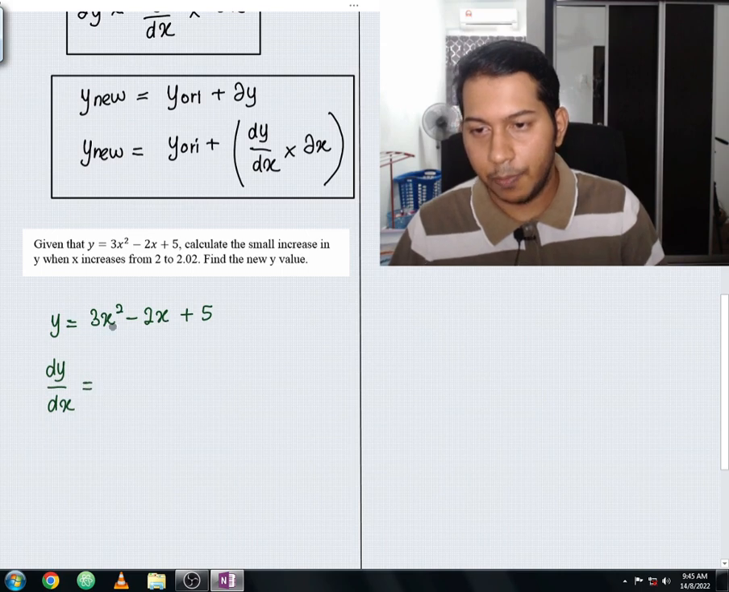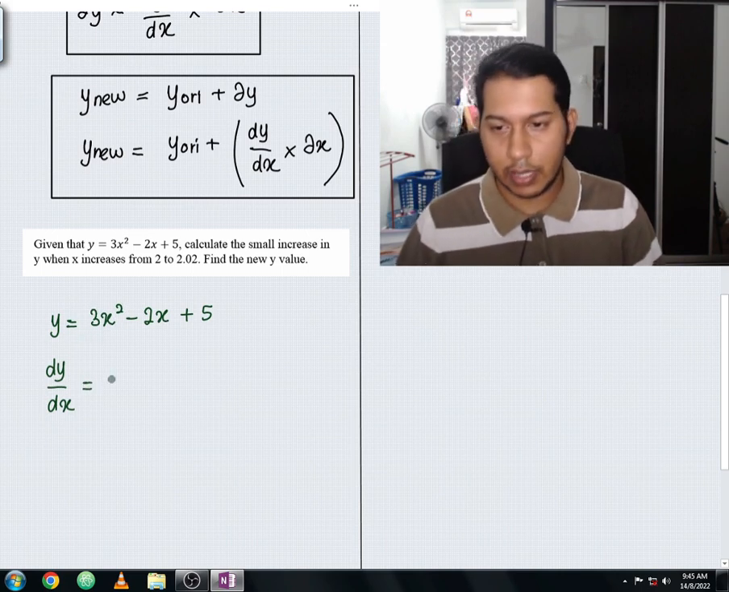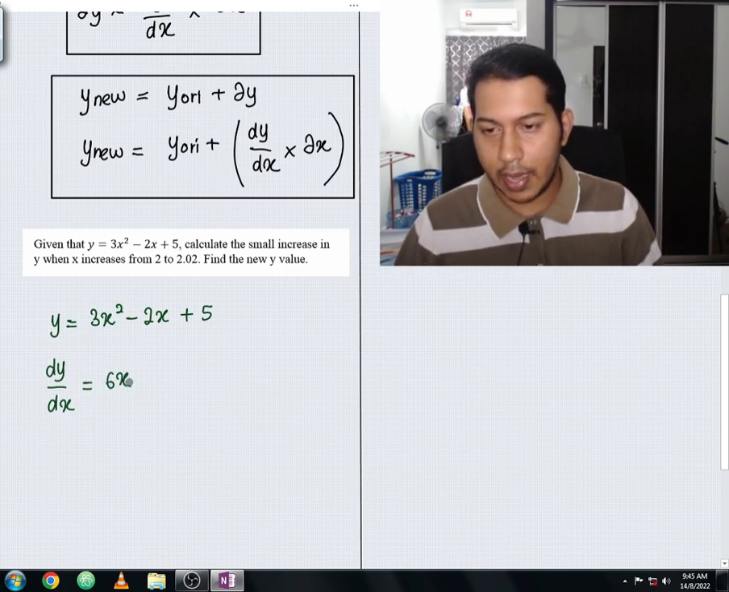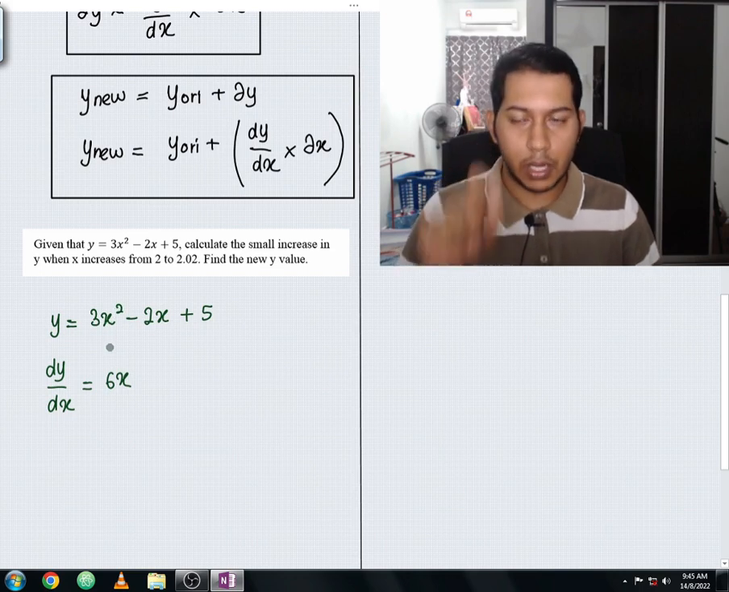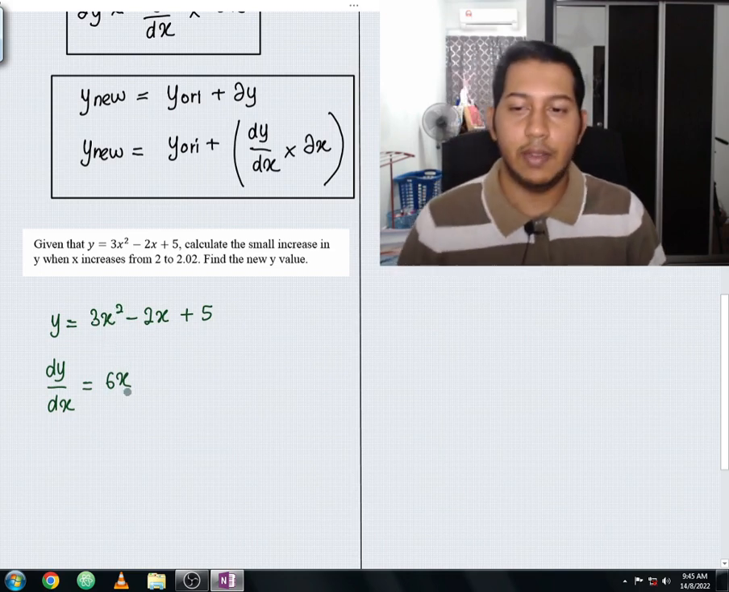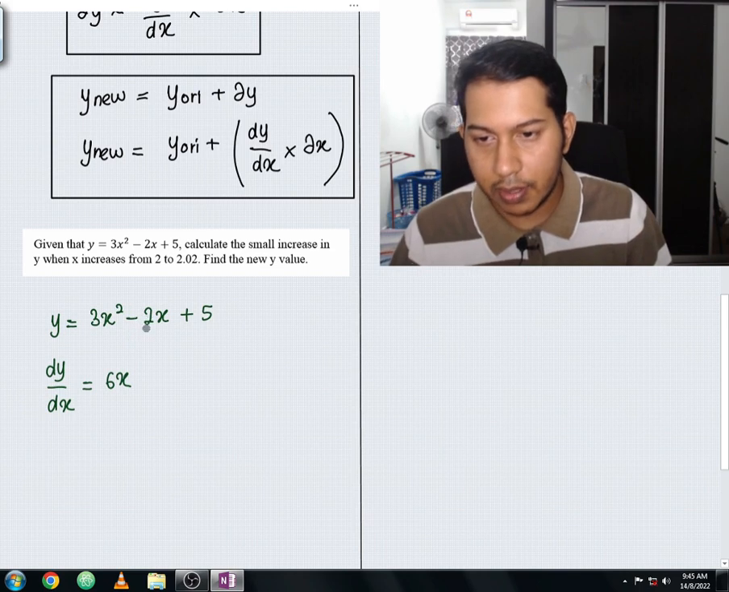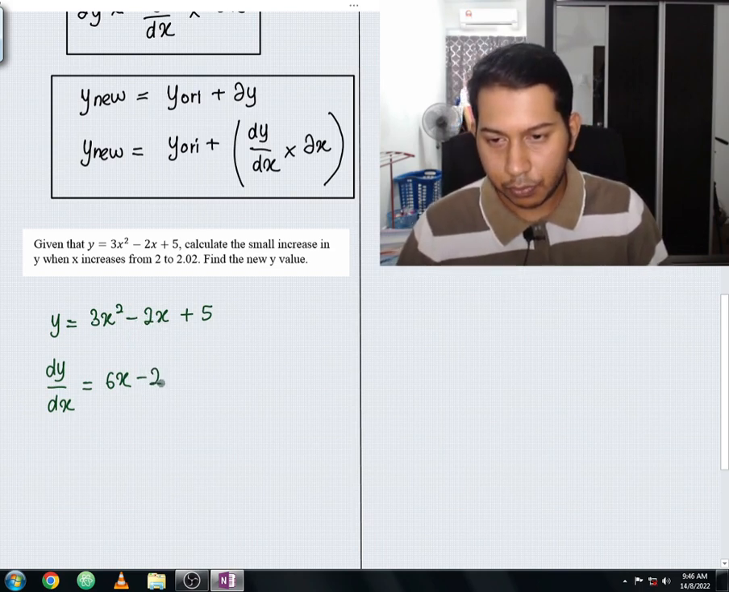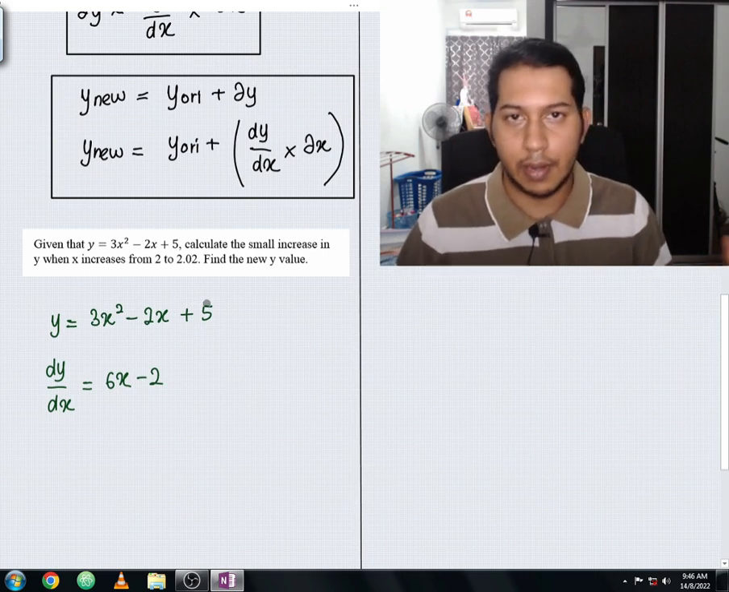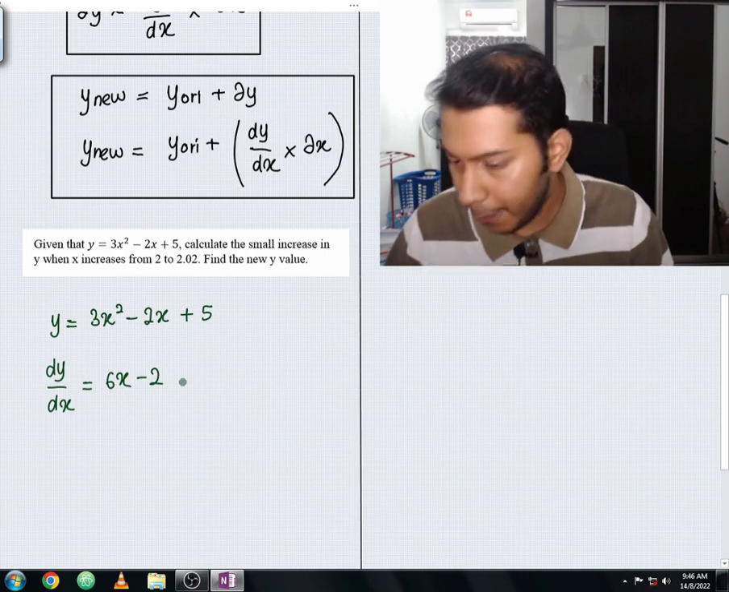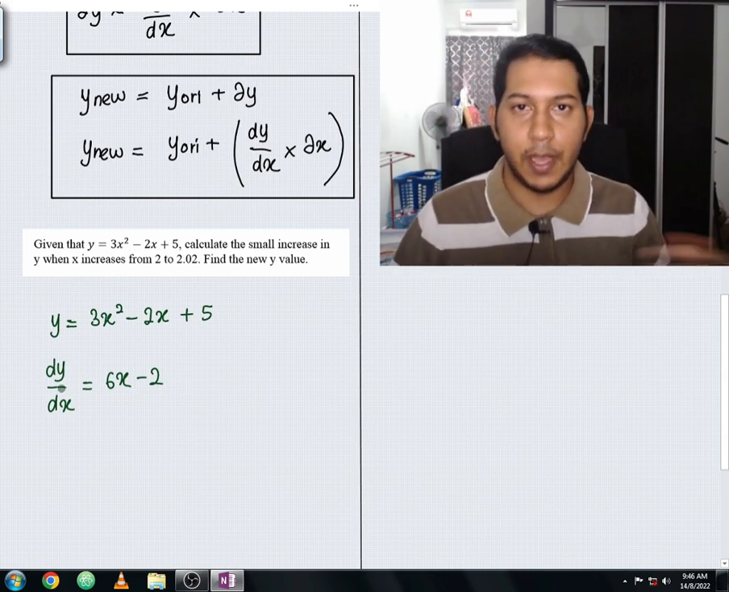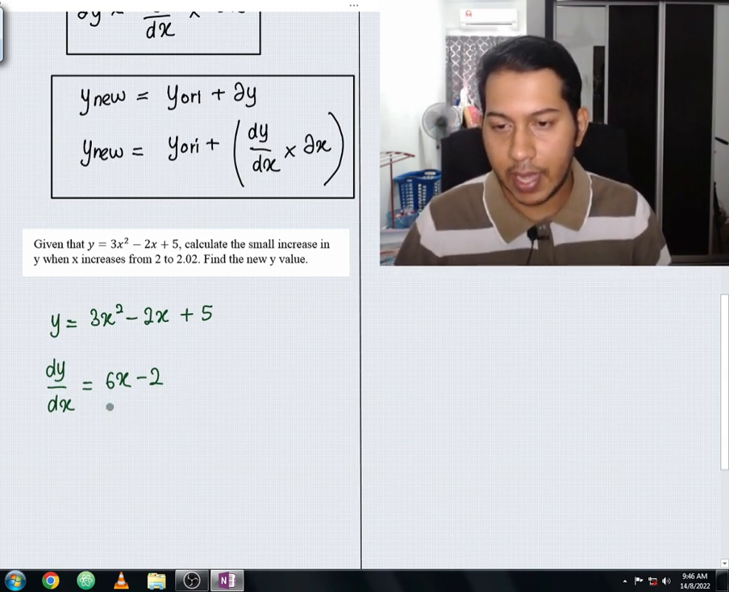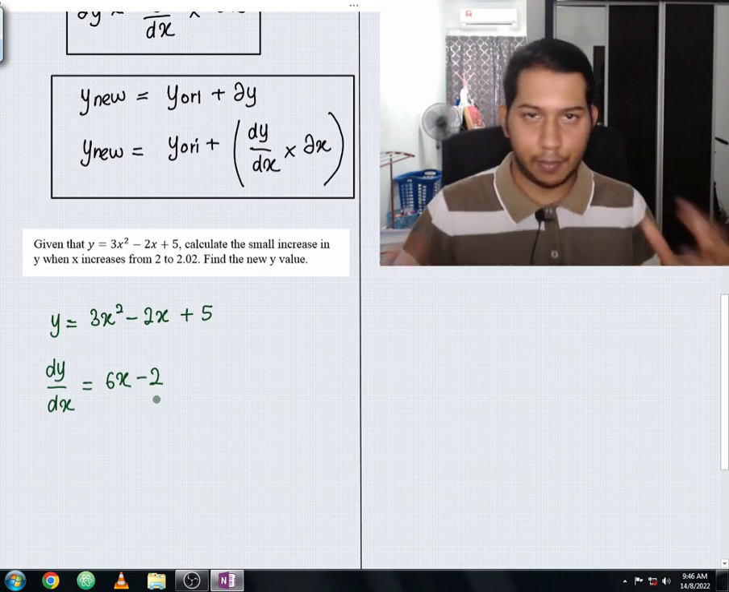So dy over dx will be equal to 2 times 3, you get 6. Then you write the x, the power you minus 1, so you just leave it as 6x. This negative 2x you differentiate, you get minus 2. Whereas a constant you differentiate, you get 0. So the 0 you just leave it like that. So you have differentiated dy over dx, and that's how you get 6x minus 2. That is our first step.